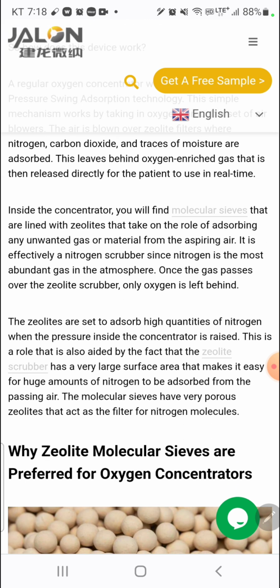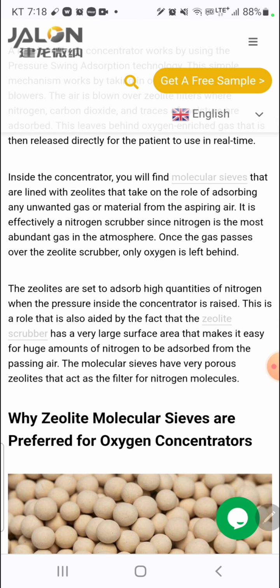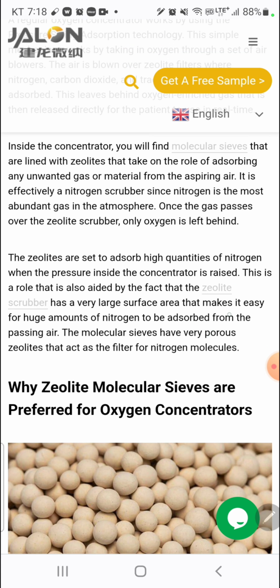The zeolites are said to absorb high quantities of nitrogen when the pressure inside the concentrator is raised. This is a role that is also aided by the fact that the zeolite scrubber has a very large surface area that makes it easy for huge amounts of nitrogen to be absorbed from the passing air. The molecular sieves have very porous zeolites that act as the filter for nitrogen molecules.